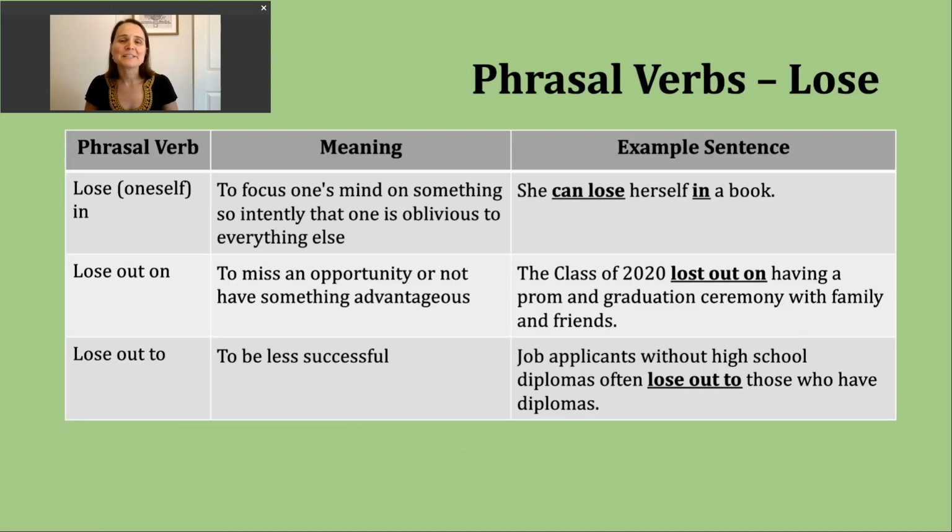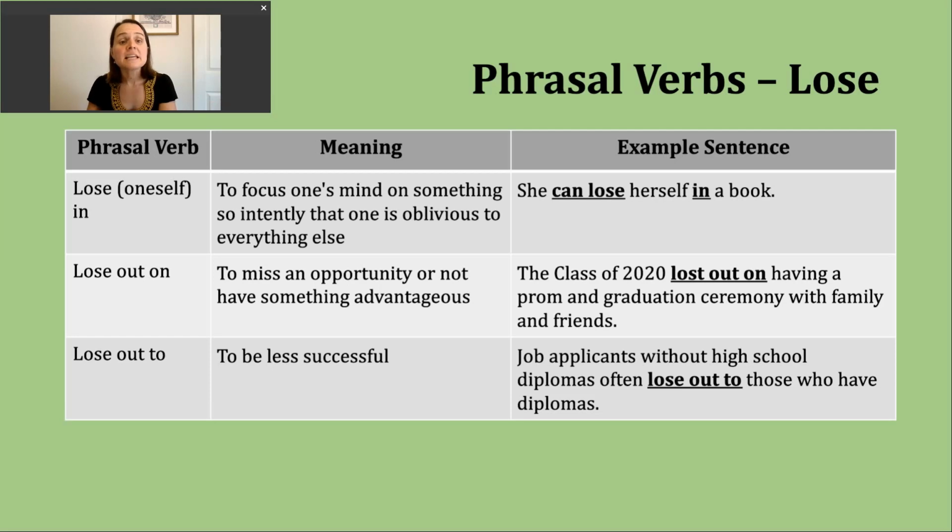Now, let's take a moment to look at some phrasal verbs with lose. The first one you might hear is to lose oneself in something. And so the thing to note here is between lose and the preposition in, you're going to see a reflexive pronoun. So those are words like myself, yourself, himself, herself, etc.